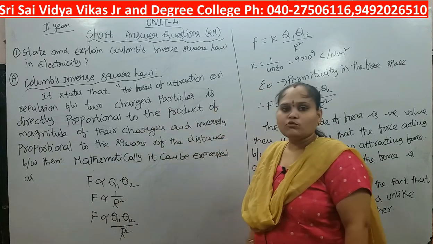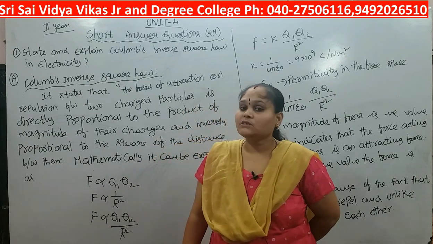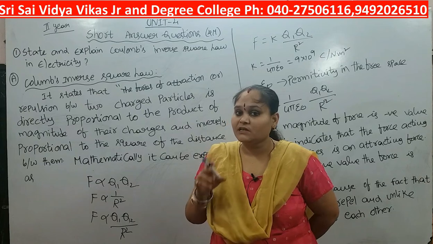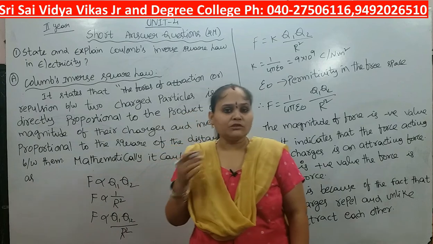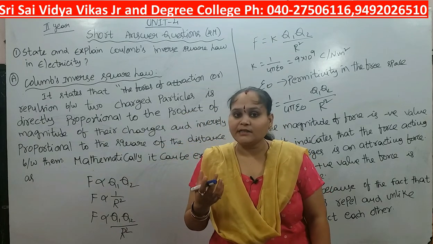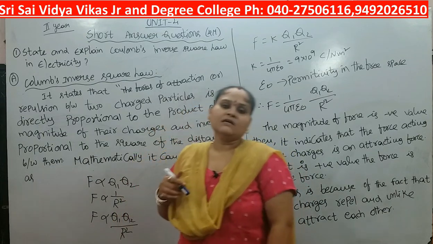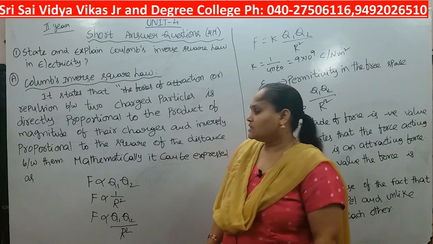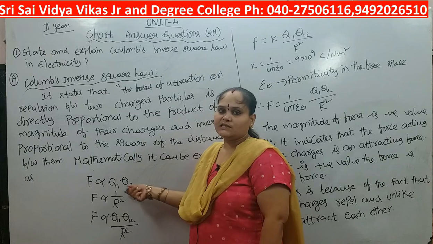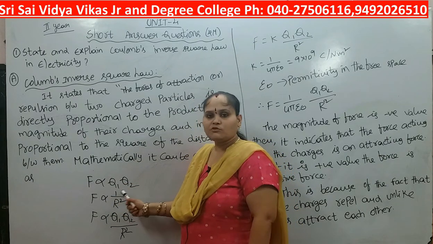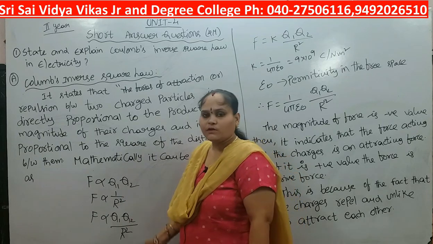The statement of Coulomb's inverse square law is that the force of attraction or repulsion between two charges or two bodies is directly proportional to the product of the magnitudes of their charges and inversely proportional to the square of the distance between them. That means F is proportional to Q1 Q2, and F is proportional to 1 by R square. So F is proportional to Q1 Q2 by R square.